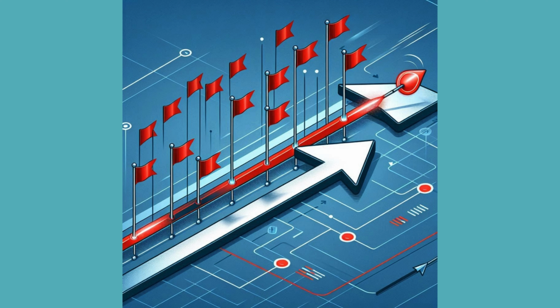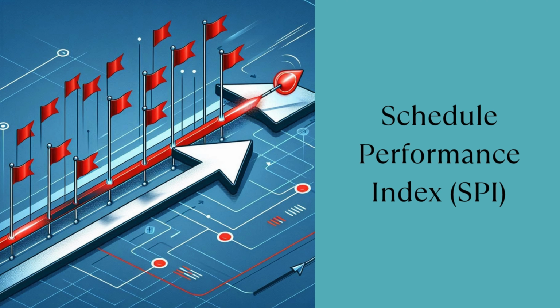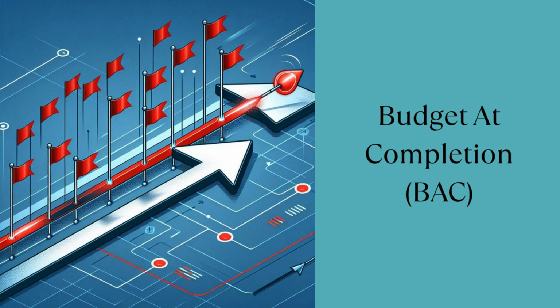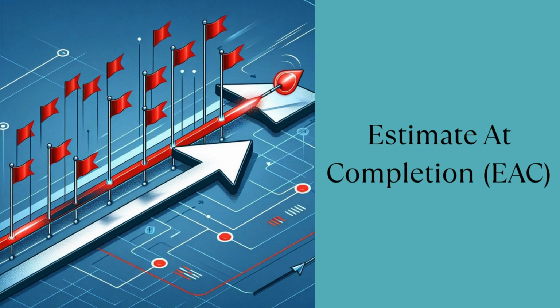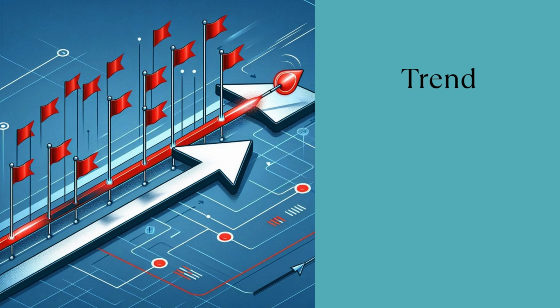Trend analysis tracks key project metrics over time, not just the latest number, but how it's moving. You can apply it to Cost Performance Index, CPI. Schedule Performance Index, SPI. Budget at Completion, BAC. Estimate at Completion, EAC. Quality metrics. For example, if CPI drops week after week from 1.00 to 0.95 to 0.90, that's not a bad week. That's a trend. And trends are signals, warnings, opportunities. When you follow them, you lead projects with strategy, not hope.